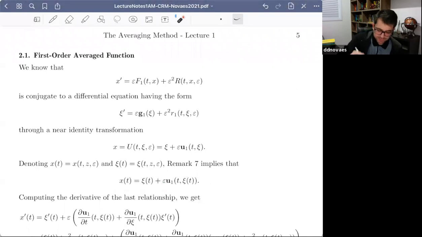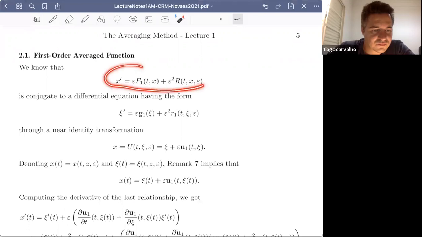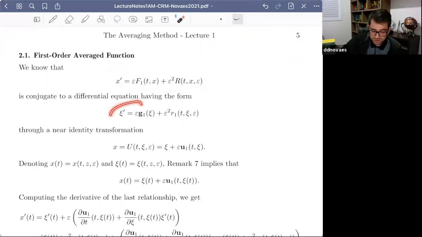As I have shown, the averaging theorem allows us to conjugate the solutions of this differential equation with solutions of this differential equation, keeping the initial condition. Now, in order to use this information to study the periodic solutions, what I'm going to do is compute the displacement function of the transformed system.